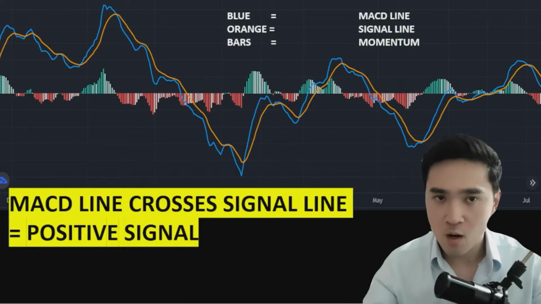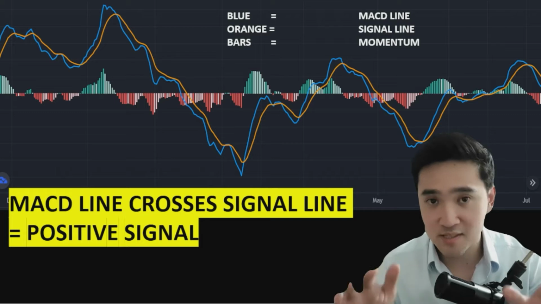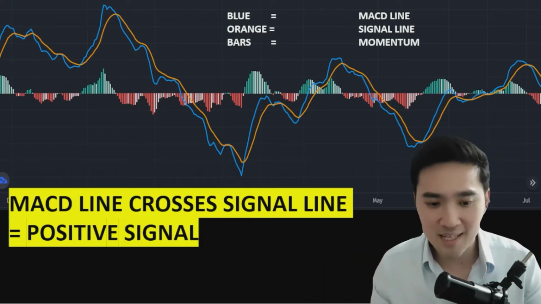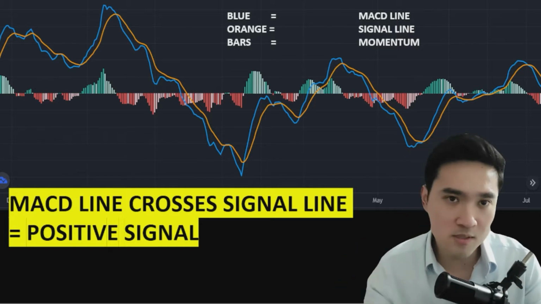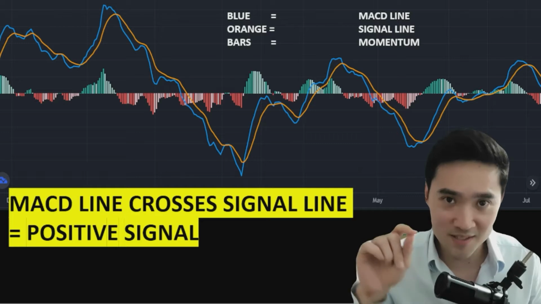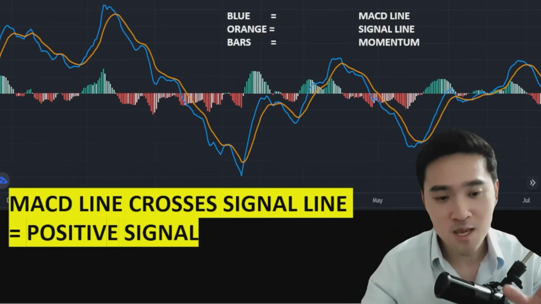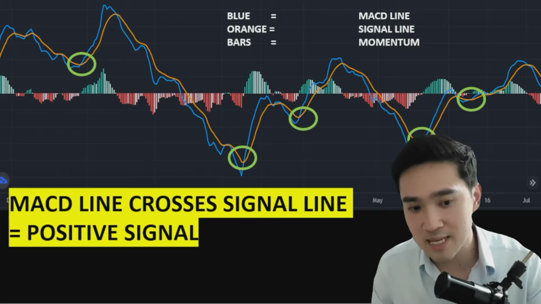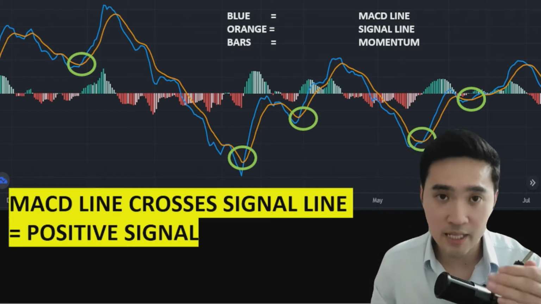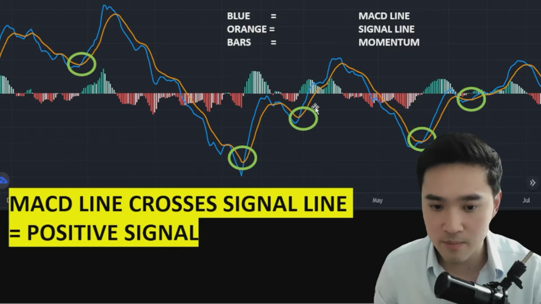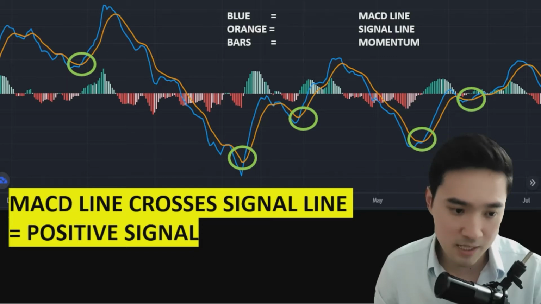So first of all, what happens when the MACD line crosses the signal line? It means a positive signal. You guys can pause the video and practice at which point the MACD line crosses the signal line. Okay. These are the points when the MACD line crosses the signal line. It indicates a positive signal and it is usually accompanied with green candle bars.